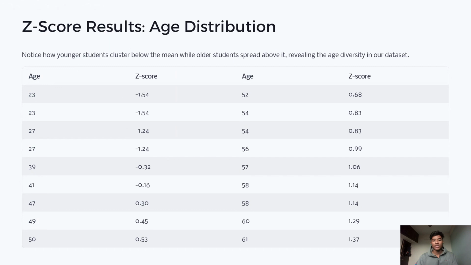Now, Z scores for age. When we look at Z scores for age, we notice a clear pattern. Younger students, ages lying between 23 to 27, have Z scores around minus 1.2 to minus 1.5, meaning they are much younger than the average. Students in their late 40s and early 50s have Z scores around 0.3 to 0.8, slightly above average. Older students, ages 56 to 61, have Z scores above 1, indicating they are well above the average age. This helps us visually understand the age distribution in the dataset.